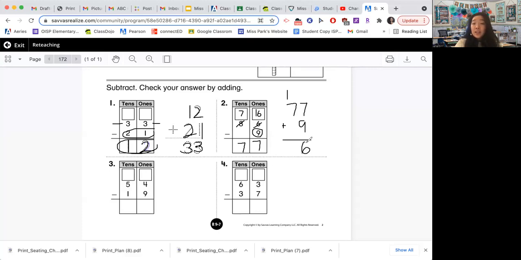But 16 is a 2-digit number. So you're going to have to regroup that 10. And then let's add up. 7 plus 1 equals 8. And 86 is our whole. Is our 86 our whole here? Yes. So what does that tell me about our answer? 77 is the correct part.